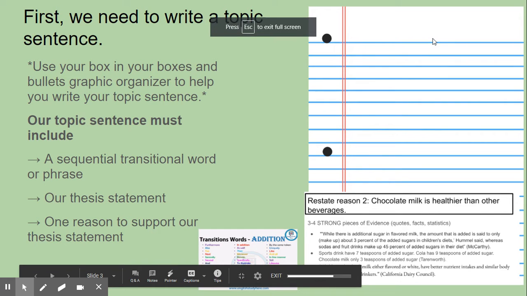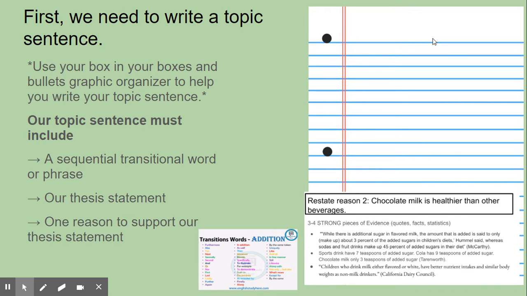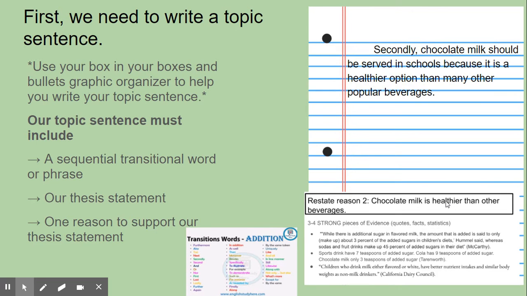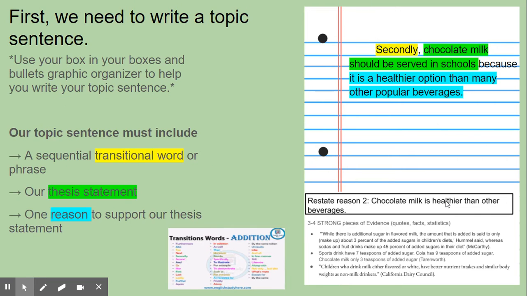Secondly, now I need to restate our thesis statement. Chocolate milk should be served in schools. Now I need to give one reason or support because, let me check my box down here, it is a healthier option than other beverages. So see how I used my box to say what my reason is. All right, so here's our whole topic sentence all together. Secondly, chocolate milk should be served in schools because it is a healthier option than many other popular beverages.